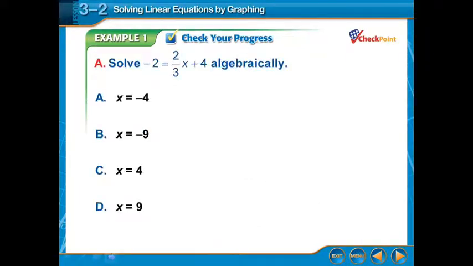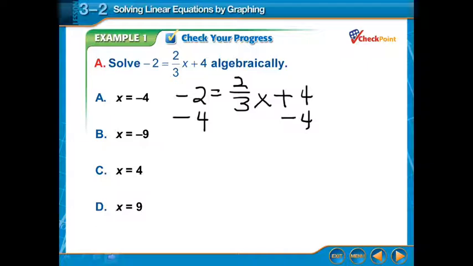Alright, here's an example of -2 equals 2/3 x plus 4, and they want us to solve it algebraically. So let's see if we get a solution, which is really our x-intercept. So I have -2 equals 2/3 x plus 4. So I want to subtract 4 from both sides. Remember, I'm solving for x here. I get -6 equals 2/3 x.